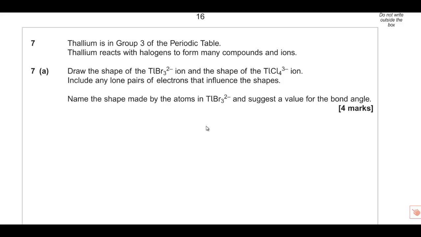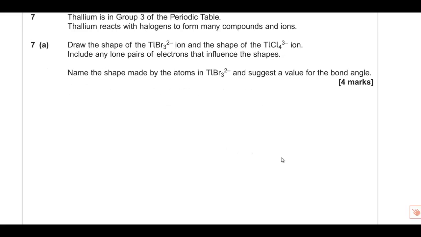Question 7. So thallium is in group 3 of the periodic table. Thallium reacts with halogens to form many compounds and ions. Draw the shape of the TlBr3 2- ion and the shape of the TlCl4 3- ion, including any lone pairs of electrons that influence the shape. So Tl, group 3, straight away 3 electrons. We'll do the first one, TlBr3 2-, and then over here we'll do TlCl4 3-.